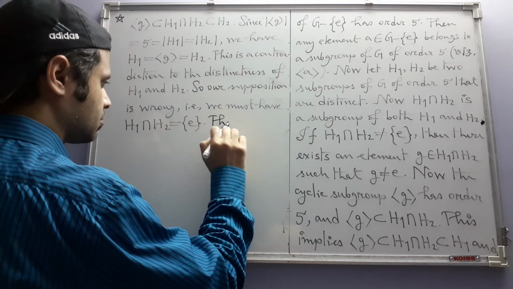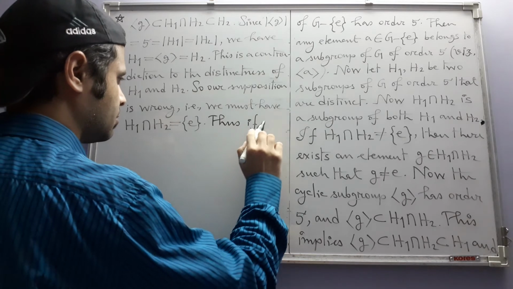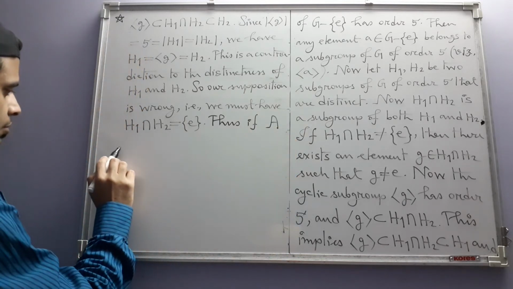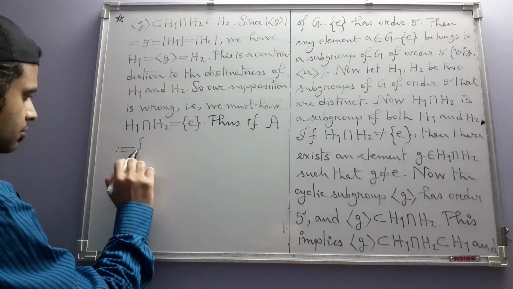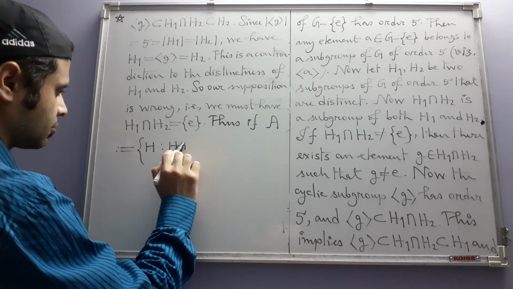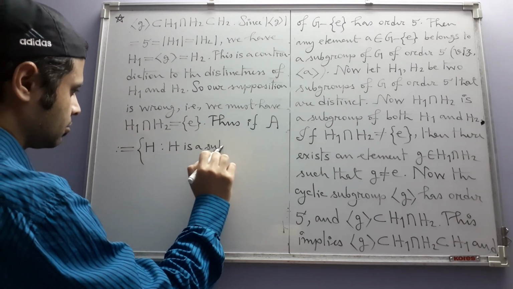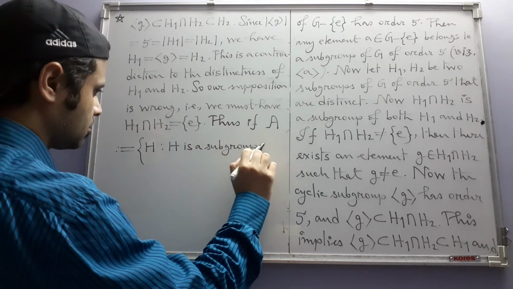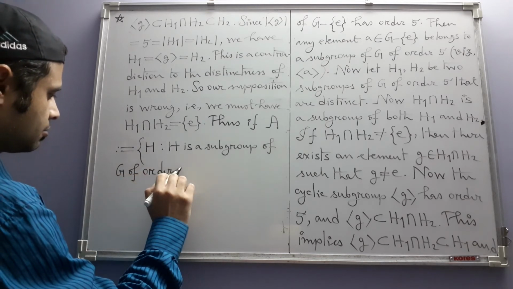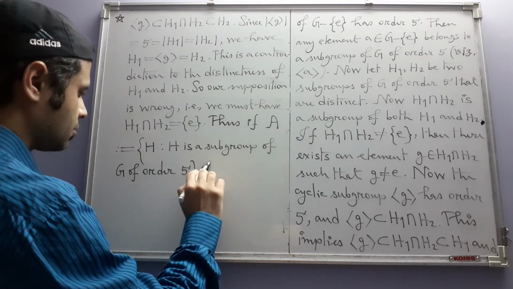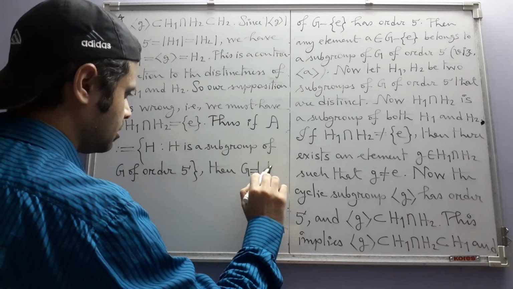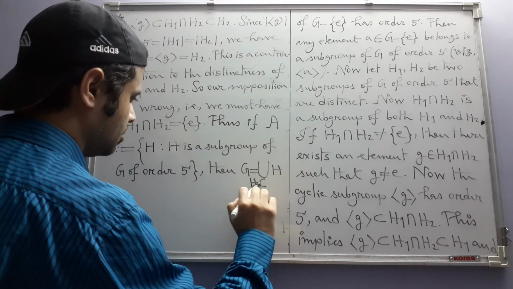Thus, say A is the set of all H such that H is a subgroup of G of order 5, then G is equal to the union of H such that H belongs to A.